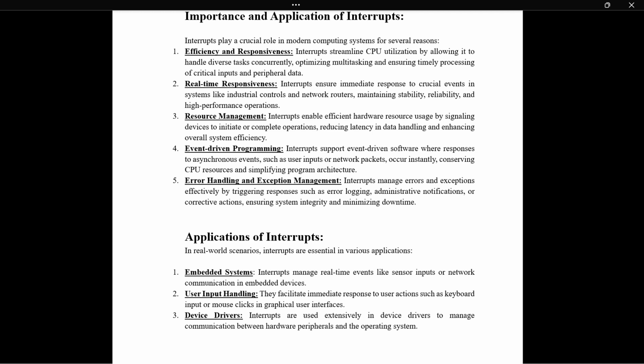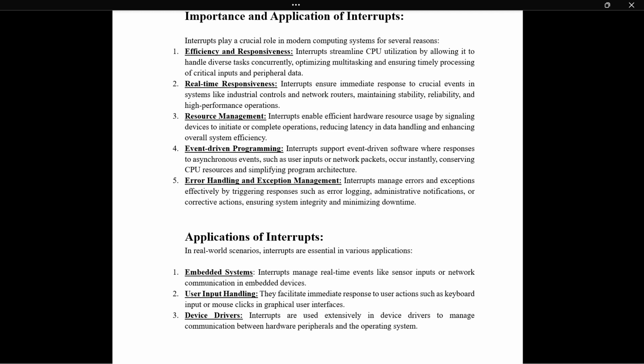Embedded systems: interrupts manage real time events like sensor inputs or network communications in embedded devices. User input handling: they facilitate immediate response to user actions such as keyboard input or mouse clicks in the graphical user interface. Device drivers: interrupts are used extensively in device drivers to manage communication between hardware, peripherals, and operating systems. So these are some of the real world cases where interrupts are used and are very much required.